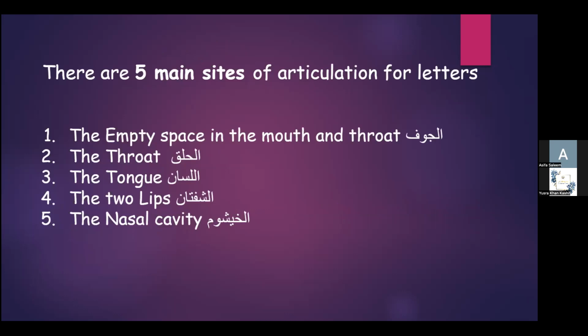So we have these 5 main areas of articulation point for the letters, which is broadly divided into 5 categories. Number 1, the empty space in the mouth and throat. In Arabic, we say Al-Jawf. Number 2, the throat. It's called Al-Halq in Arabic. The tongue, Al-Lisan. The 2 lips, Ash-Shafatan. And number 5, the nasal cavity, Al-Khayshum. Now these are the 5 main categories or the sites of the articulation points.